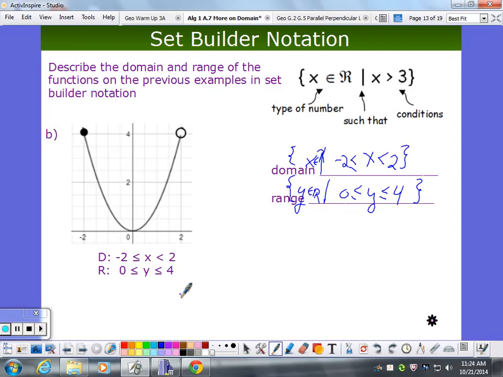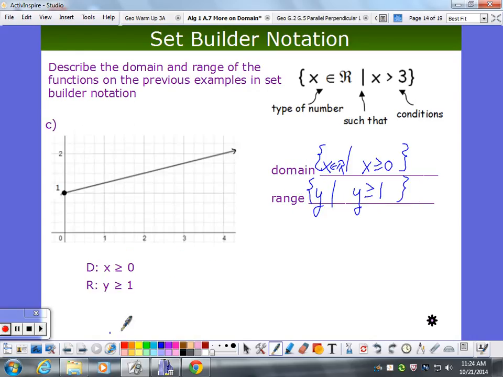Wait, so you could just put x, you could put x. The hard part is coming up with the inequality. The other part is putting it in brackets. Okay, this one, that's all I did. We figured this out already. I'm just putting it in the notation.